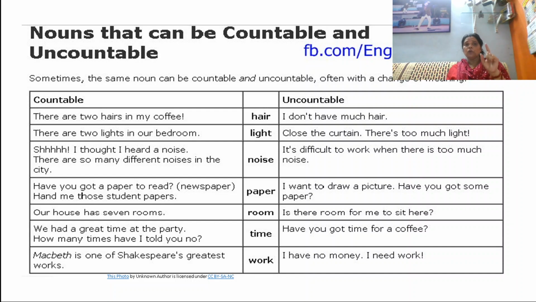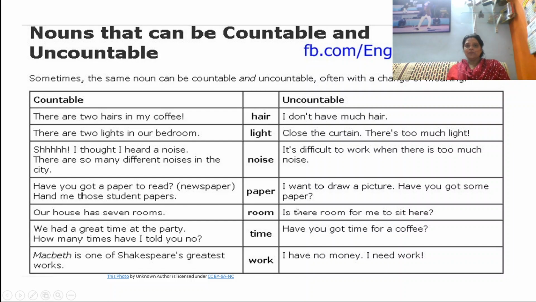Done? Have you got a paper to read? A paper. Paper is an uncountable noun, but here paper is countable because I put a here. So that's why it is a countable noun. Hand me those students' papers. Yes, the students' papers. So here also it is a countable noun because I put the plural, student papers. So here also it is countable.